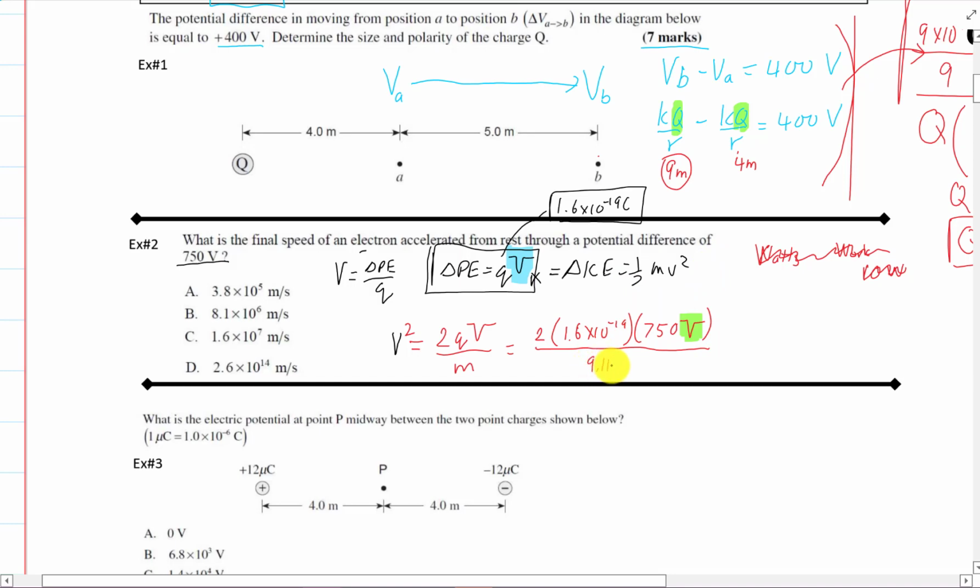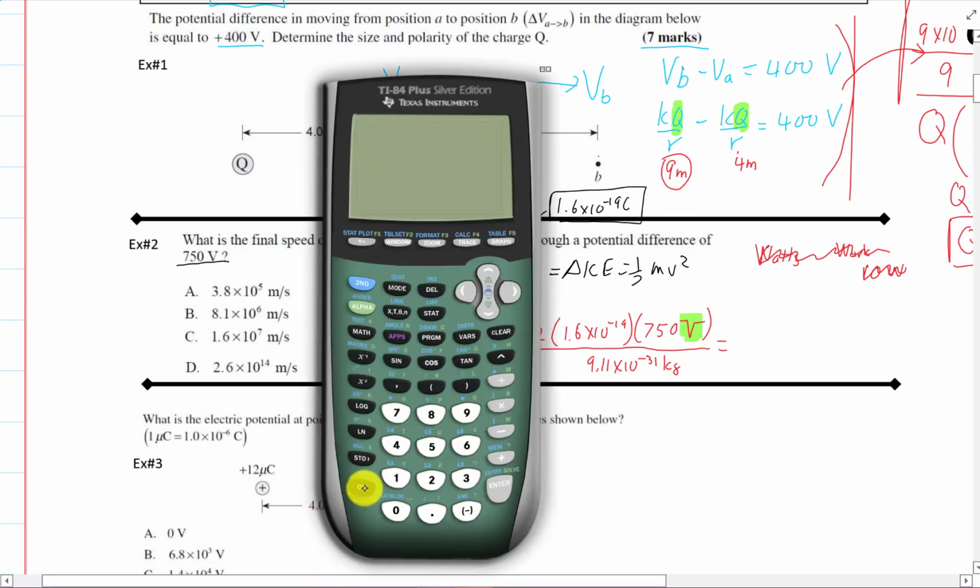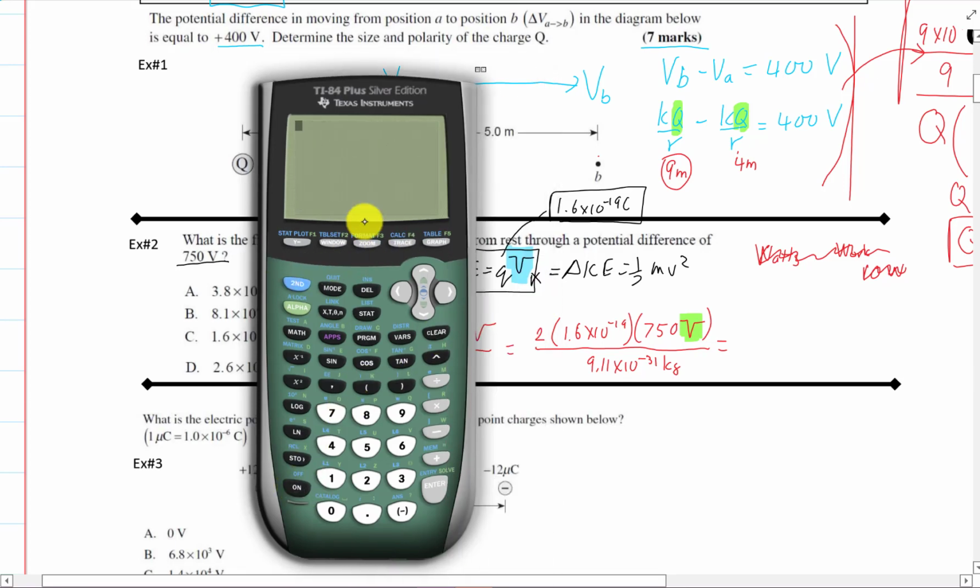So the mass of an electron is 9.11 times 10 to the negative 31st. Do you have to have them memorized? It's on your formula sheet, so the answer is no. Then I have to square root it to get that velocity. So let's just plug it into our calculator, and we're almost done the whole video here. It'll be the square root of 2 times 1.6 e to the negative 19th times 750 divided by 9.11 e to the negative 31st. And I get 1.623 times 10 to the 7th meters per second.